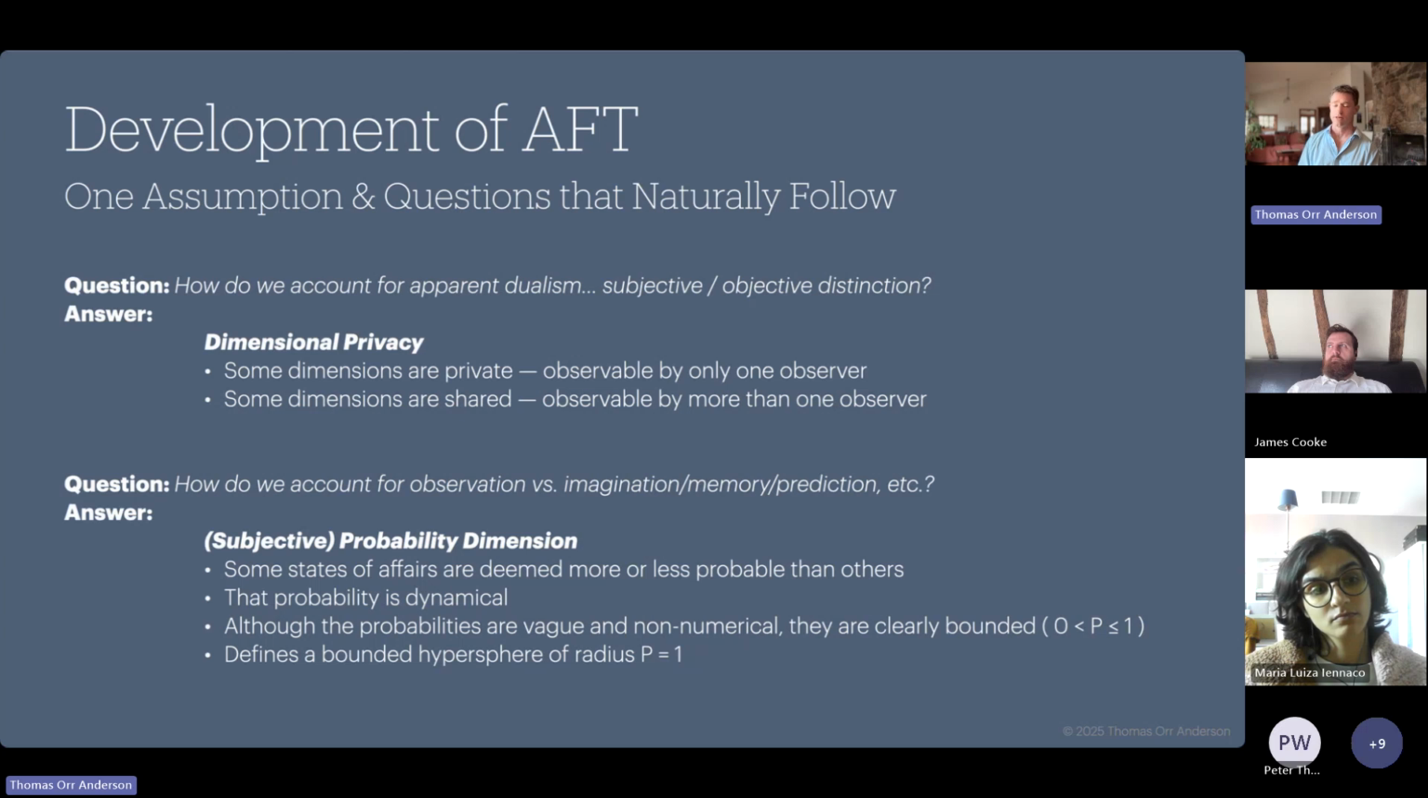How do we account for observation versus imagination, memory, predictions, etc.? This required the introduction of a probability dimension. Some states of affairs are deemed by any agent or observer to be more probable or less than others, and that probability is dynamical. And although the probabilities of our subjective experiences are not numerical, they're vague. We can't say exactly how probable we expect the cup of coffee to taste good, but we can say that they're clearly bounded between 0 and 1, which defines a hypersphere of radius p equals 1, which gives this natural, very comfortable and intuitive sort of closed space. The model space in which our conscious attention dynamics takes place is in a sense within a hypersphere of radius 1 in the p dimension.